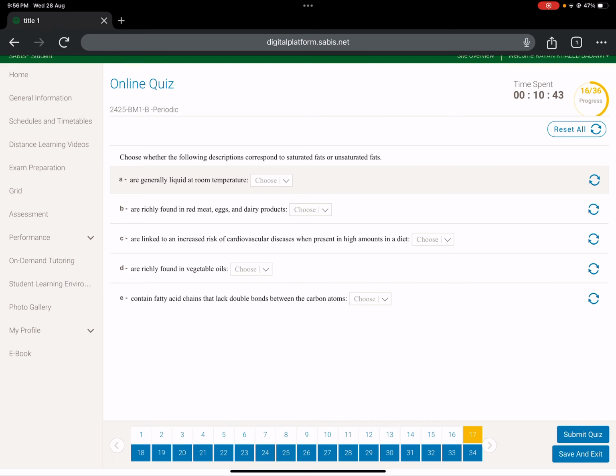Okay, the difference between saturated and unsaturated fats. Remember, we said saturated fats are unhealthy. They can lead to heart diseases. Unsaturated fats are healthy. Now, what is the difference between those two?